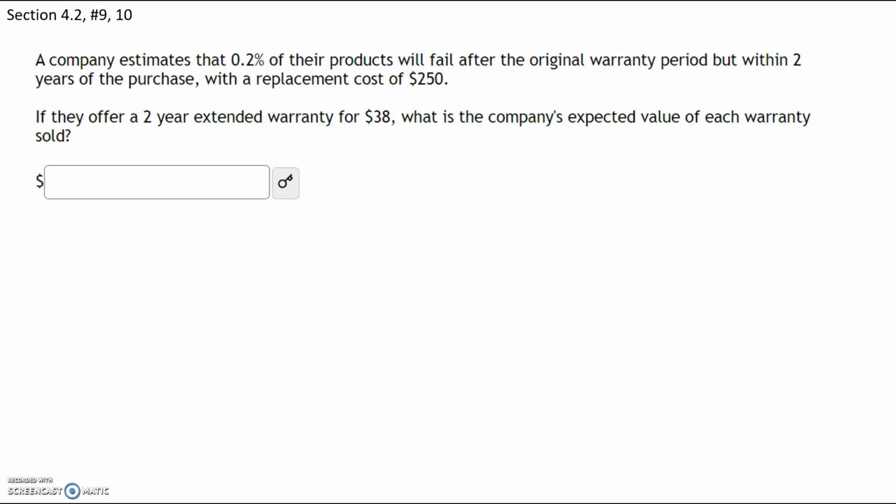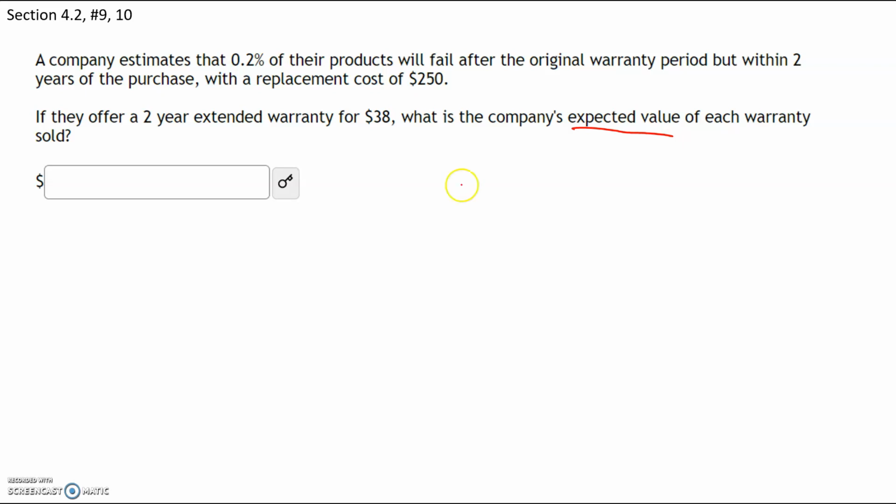A company estimates that 0.2% of their products will fail after the original warranty period, but within 2 years of purchase, with a replacement cost of $250. If they offer a 2-year warranty, what is the company's expected value for each warranty sold? So the way we're going to set up these problems is that any kind of expected value problem is going to have this kind of setup.